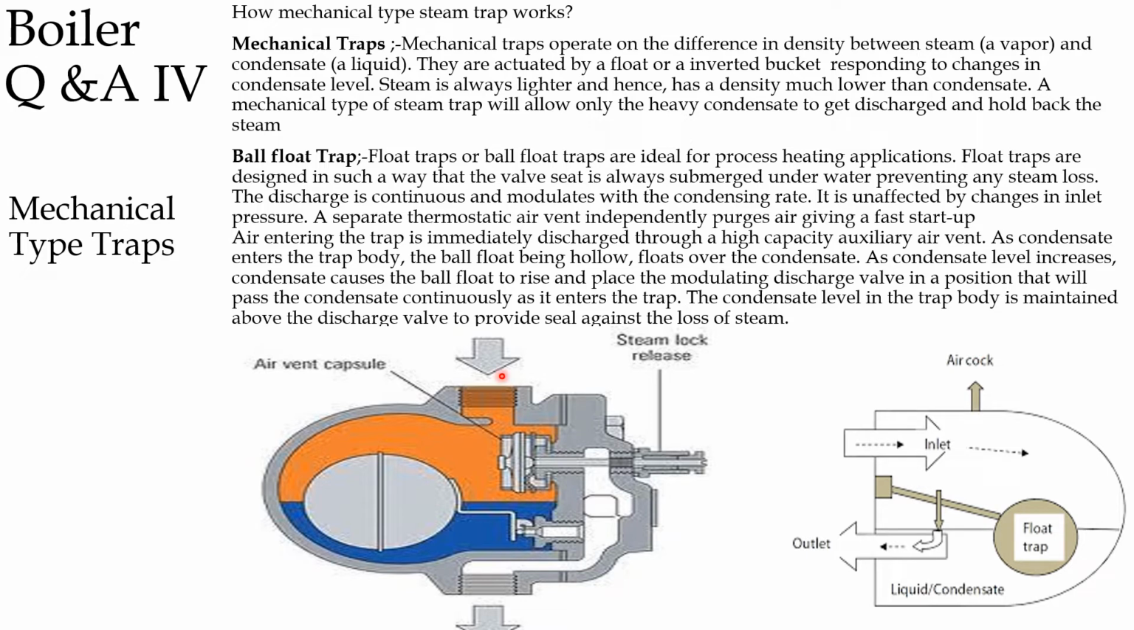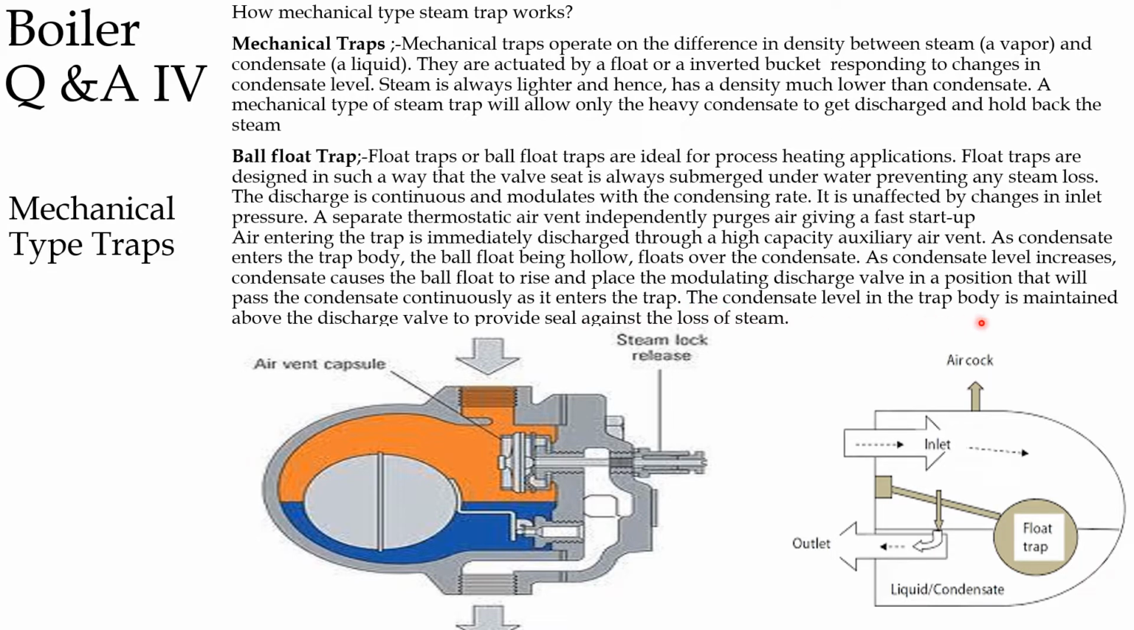This is the thermostatic air vent. Air entering the trap is immediately discharged through a high capacity auxiliary air vent. The condensate enters the trap body. The ball float is hollow, so it will float easily over the condensate. As the condensate level increases, the condensate causes the ball float to rise. When the level increases, the ball float will rise above the condensate level.